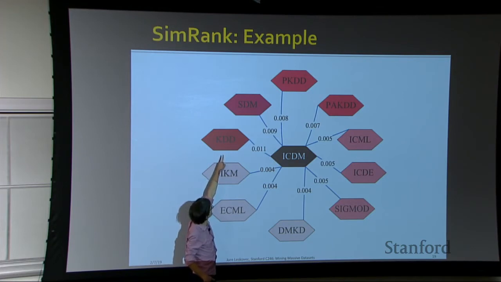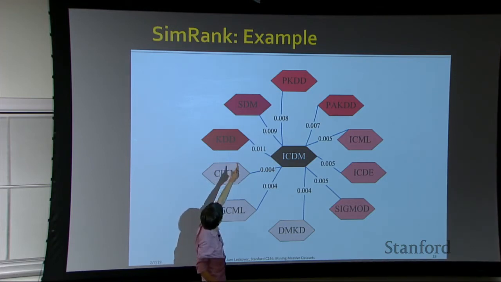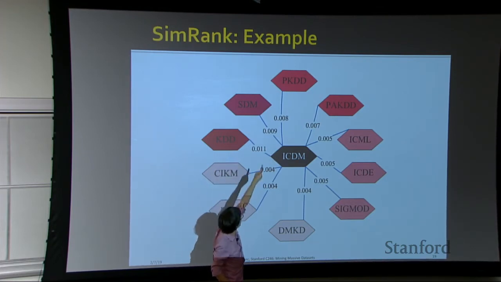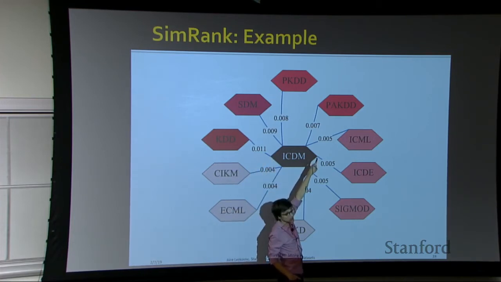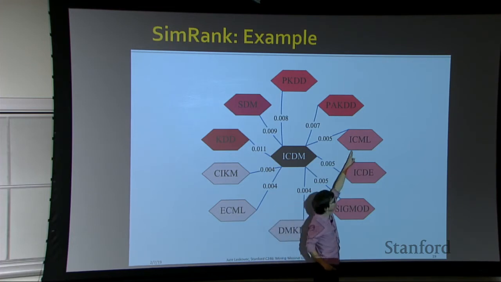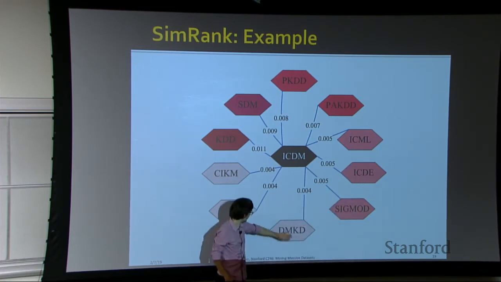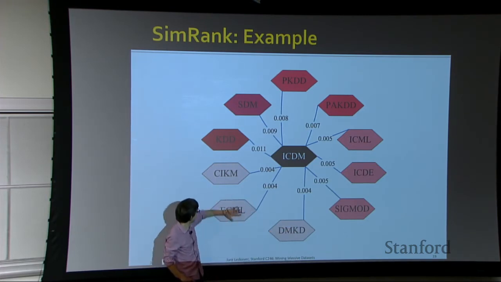It's KDD, which is the best data mining conference, and then you have a more mathematical data mining one. PKDD is the European Data Mining Conference. PAKDD is the Pacific Asia Data Mining Conference. Then you have ICML, which is machine learning, data engineering, databases. This is a data mining journal, European machine learning, knowledge management.